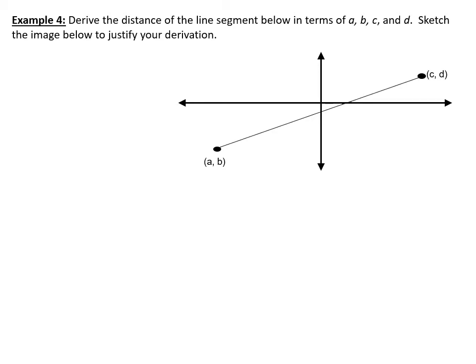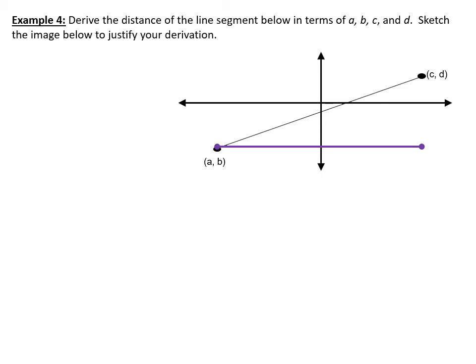Example 4, we want to derive the distance of the line segment below in terms of A, B, C, and D. We want to sketch the image below to justify your derivation. So you've got it sketched already. You just need to add some stuff to it. So start with adding in some lines.